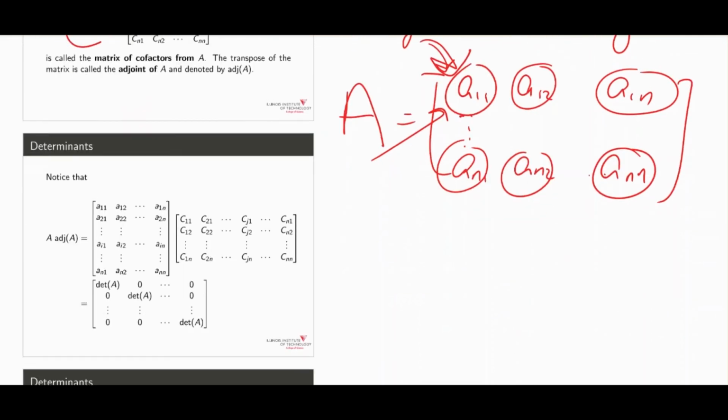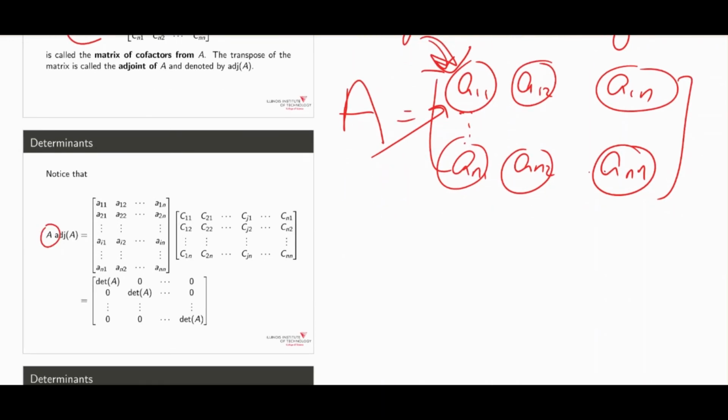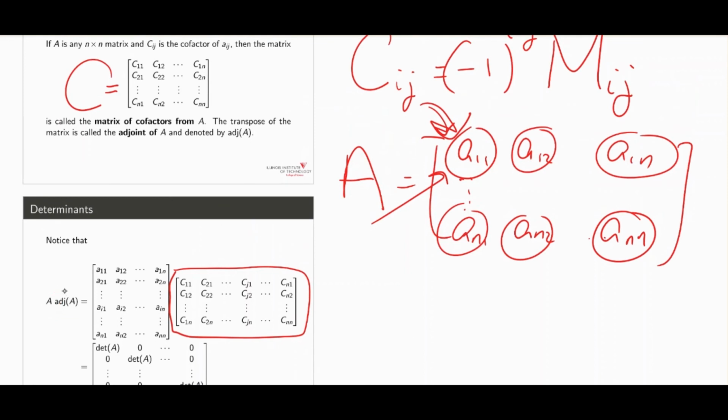For example, if you take your matrix A and multiply by the adjoint of A, this is your matrix A, and this is not the cofactor matrix, it is the transpose of the cofactor matrix. That's what adjoint means. You can see that this row right here is now this column, and this row is now this column, and this row is now this column. So you transpose your cofactor matrix, and that is called the adjoint of A.